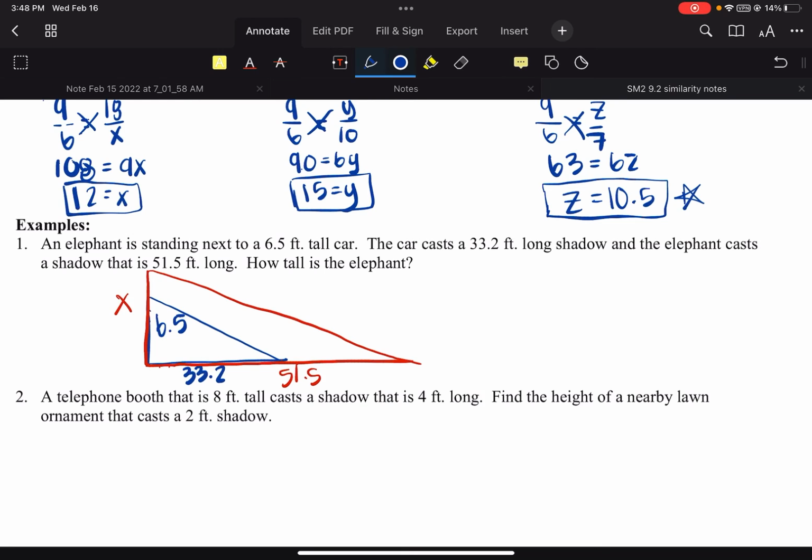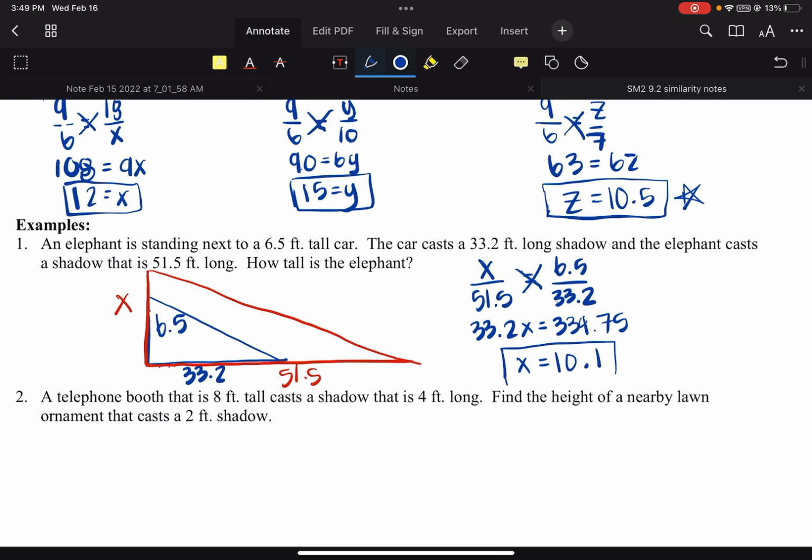So we're going to go ahead and write a statement of proportionality. So we're going to take the height of the elephant over the length of the elephant's shadow. That should be equal to the height of the car over the length of the shadow of the car. Then I can cross multiply. So I get 33.2x is equal to whatever 6.5 times 51.5 is, 334.75. Divide both sides by 33.2, and x is equal to 10.1.